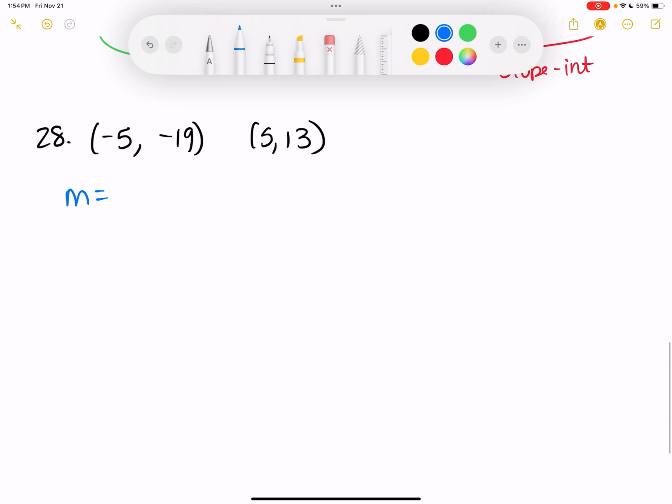All right, Sean. Alright, let's do this. So he used -5, -19. You got to use 5, 13.